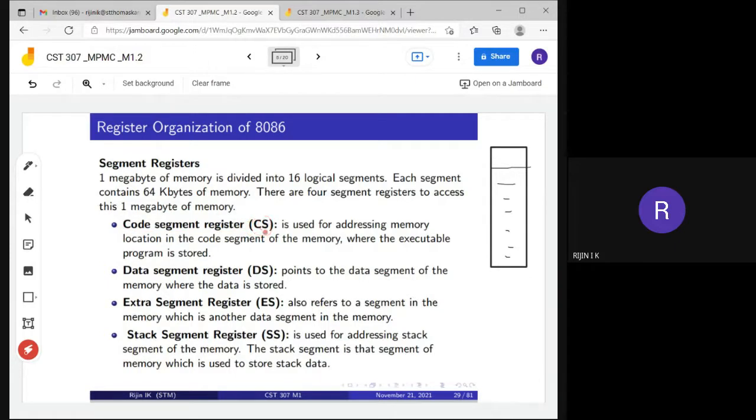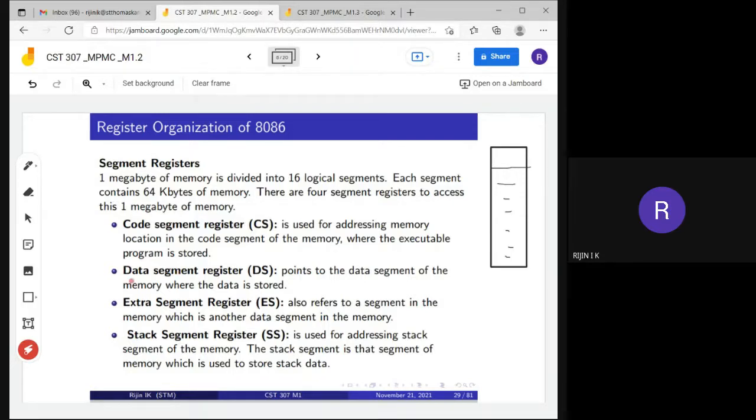It is used for addressing memory locations in the code segment of the memory, that means where our instructions and executable programs are stored. The code segment register is used for addressing the memory location in the code segment, or we can simply say that it is used to access the stored executable programs, our instructions.